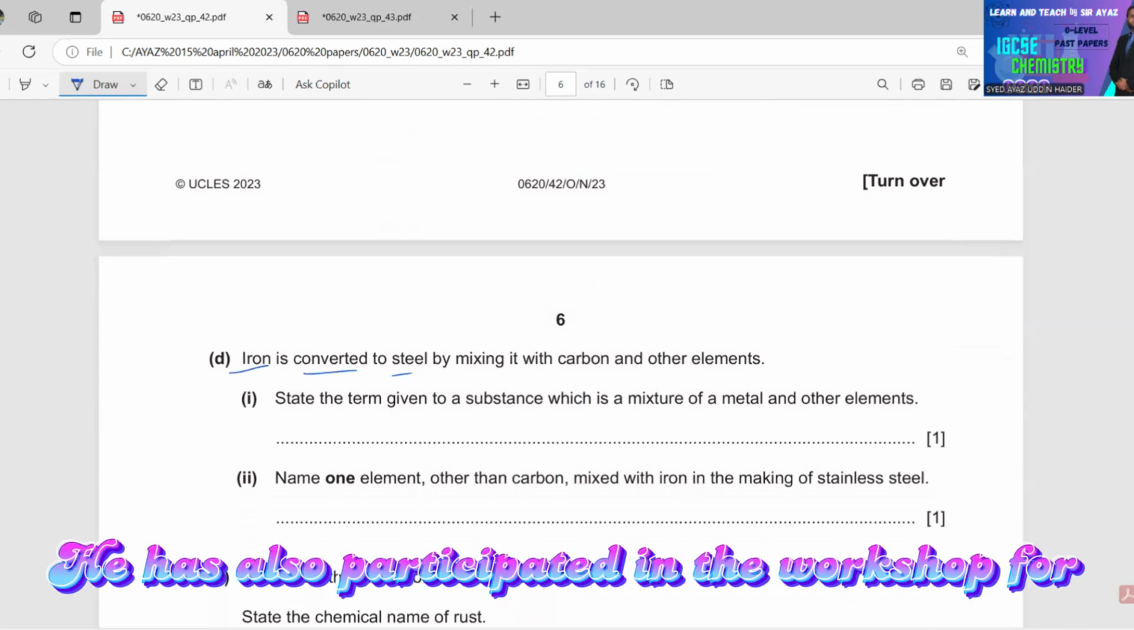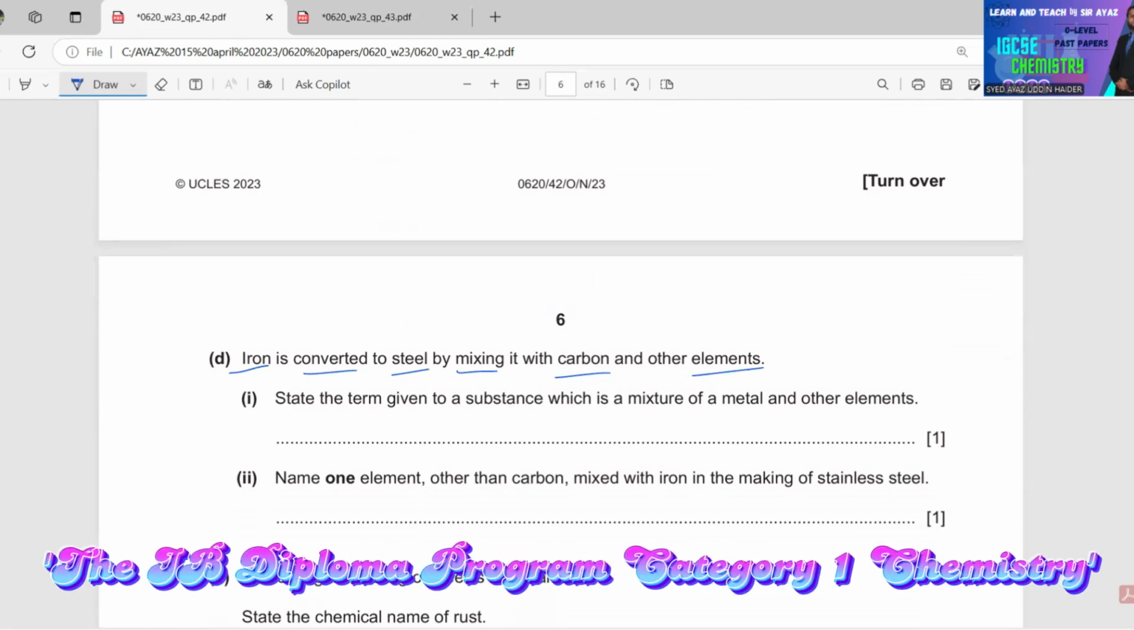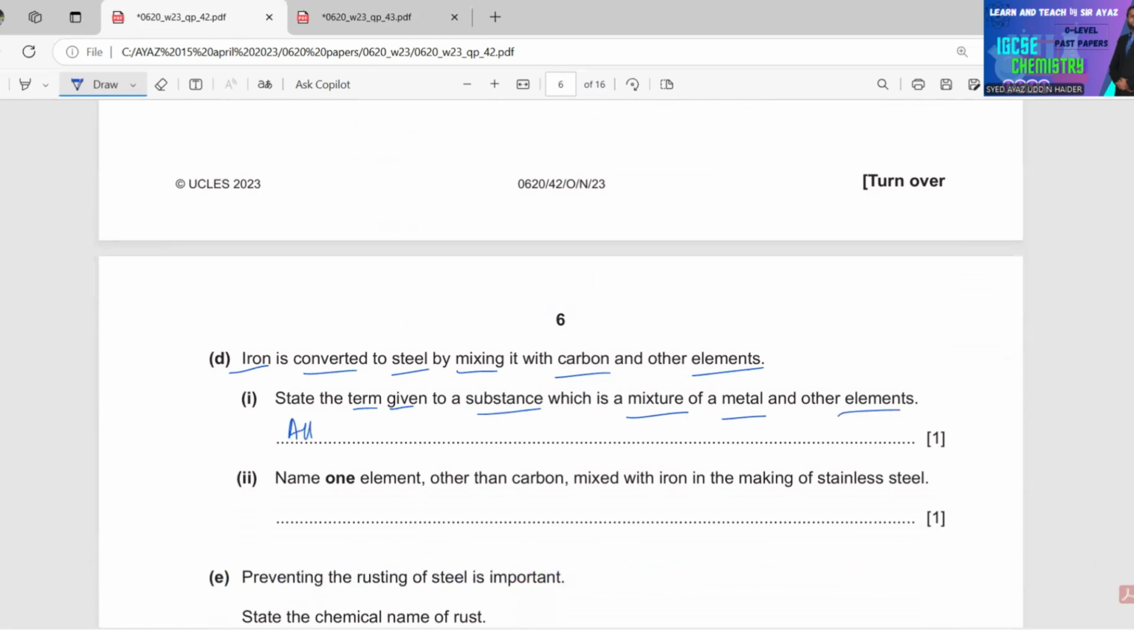Part D. Iron is converted to steel by mixing it with carbon and other elements. Number 1, state the term given to a substance which is a mixture of a metal and other elements. So it's an alloy. Alloys are mixtures of metals with other metals or non-metals. Number 2, name one element other than carbon mixed with iron in the making of stainless steel. In stainless steel, in order to prevent corrosion, nickel or chromium is added. So you can write either nickel or chromium.